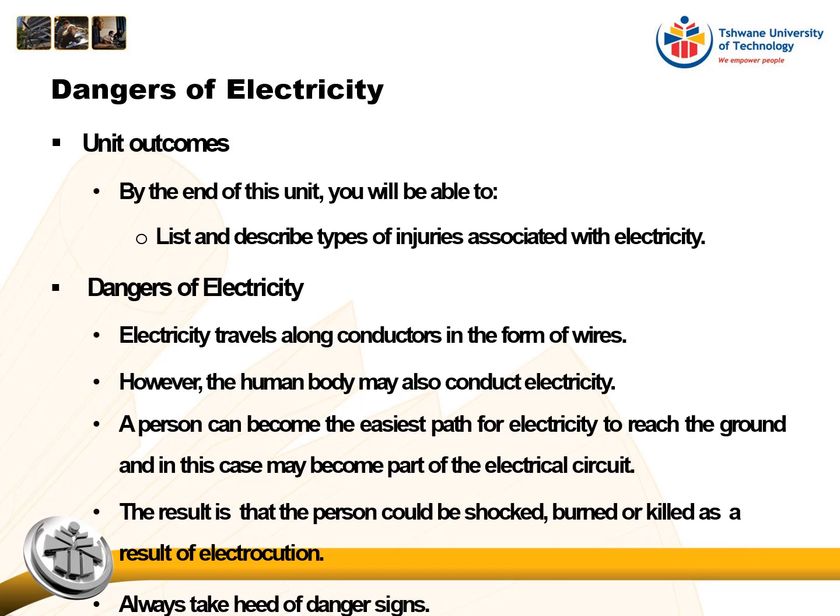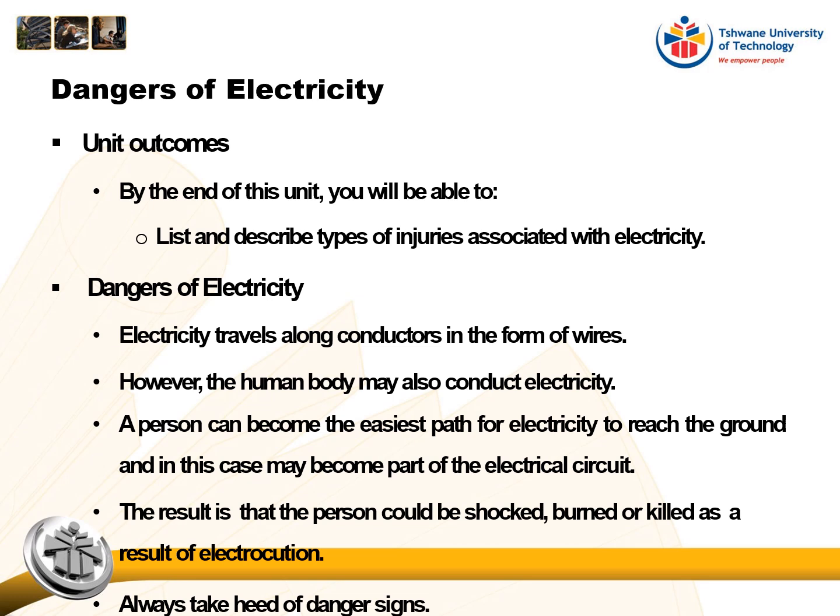Dangers of electricity. Unit outcomes. By the end of this unit, you should be able to list and describe the types of injuries associated with electricity. Dangers of electricity. Electricity travels along conductors in the form of waves.